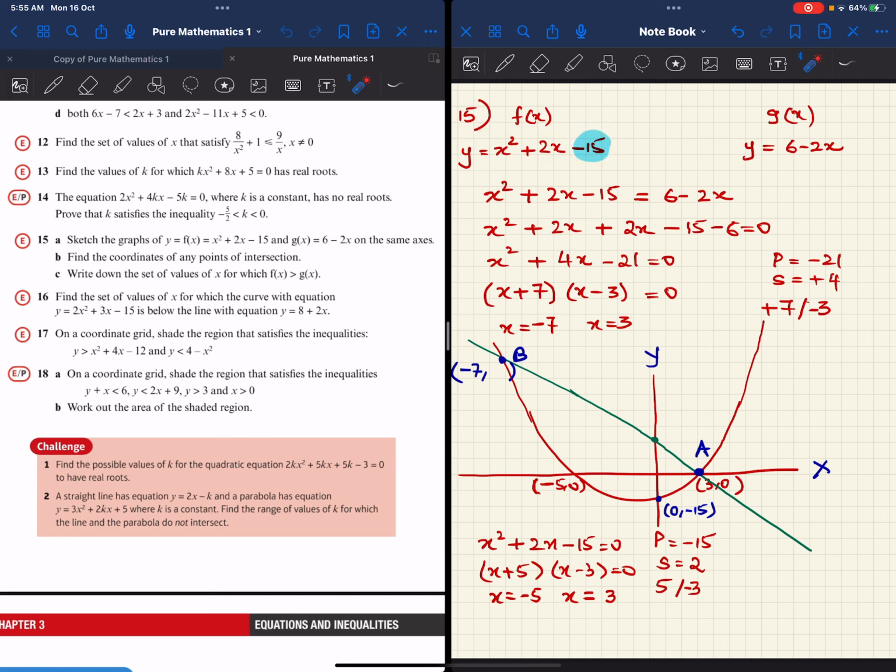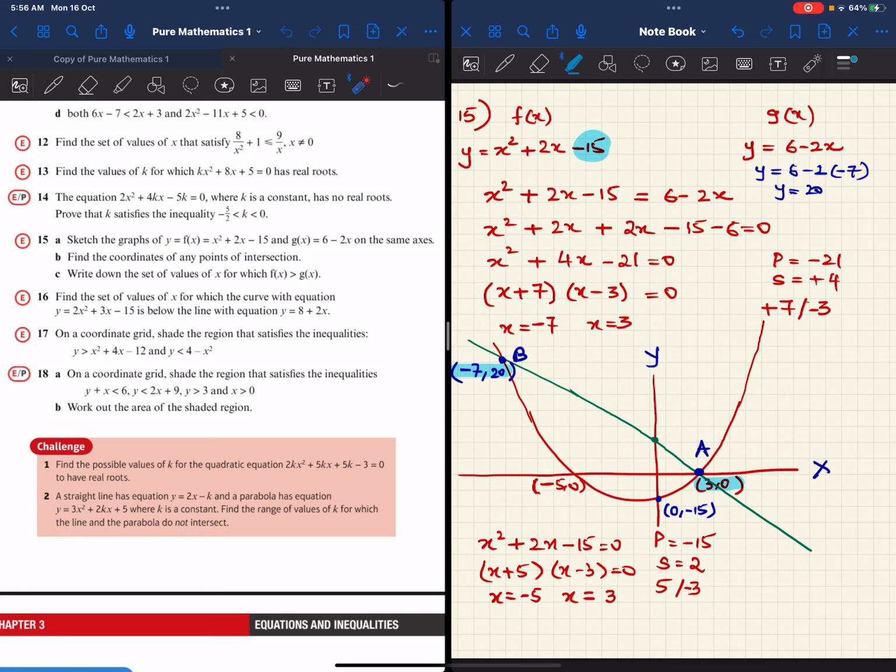So y is equal to 6 minus 2x. So y is equal to 6 minus 2 into the x value, which is negative 7 here. So into negative 7, and therefore y is equal to 7 twos are 14, 14 plus 6 is 20. So 20. So that answers part A. We have got our intersections of the curve and the line at minus 7, 20 and 3, 0.